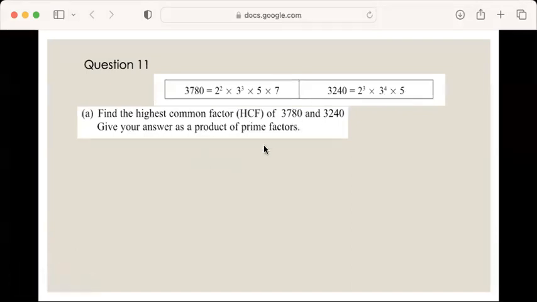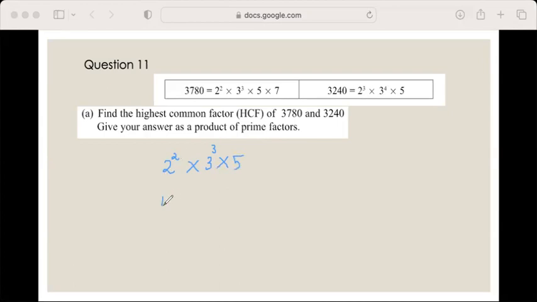Okay. Highest common factor. So when you find the highest common factor, what you need to do? You need to take the lowest of the common factors. Now, 2 is a common factor. Lowest of 2 is out of 2 squared and 2 cubed. It is 2 squared. Lowest of 3 is 3 cubed. And lowest of 5 is 5. But 7 isn't a common factor.